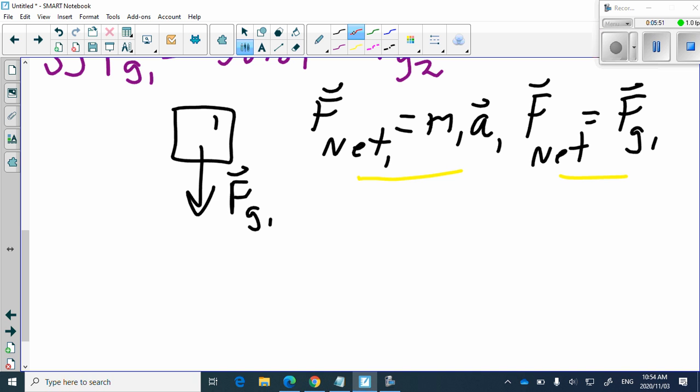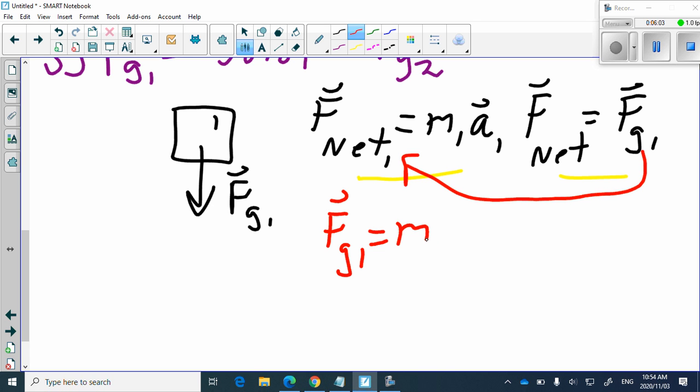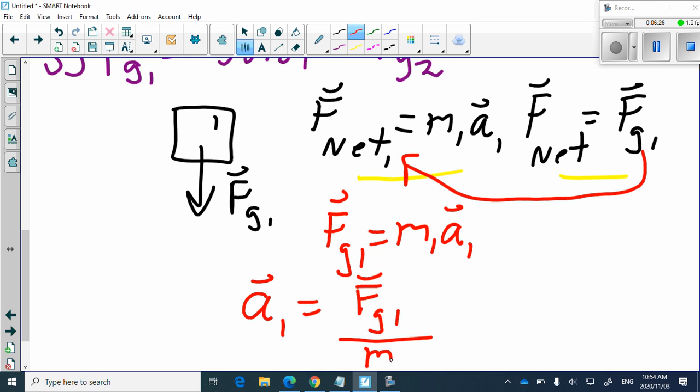I'm going to take this and plug it into there because it's the only force on it. And I get F, force of gravity on the first object, is equal to the mass of the first object times the acceleration. Okay? Now, I'm going to rearrange this. Acceleration of the first object is equal to force of gravity on that first object near the surface of the Earth divided by its mass.